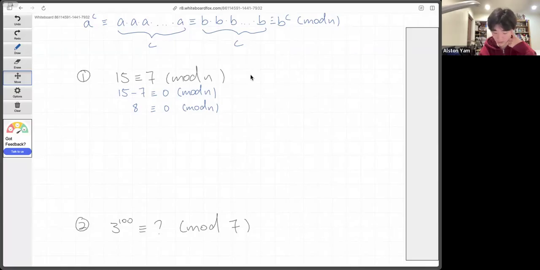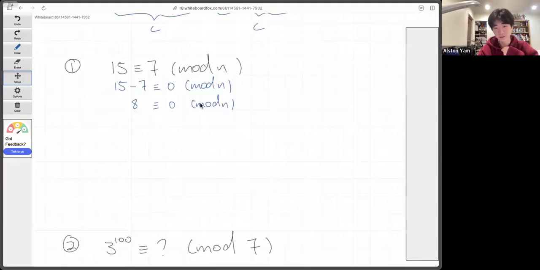That's pretty interesting, because if we have a number that is congruent to 0 mod n, that must mean that number is exactly divisible by n. That's pretty cool. So we have 8 is congruent to 0 mod n, which means that n must divide exactly 8.